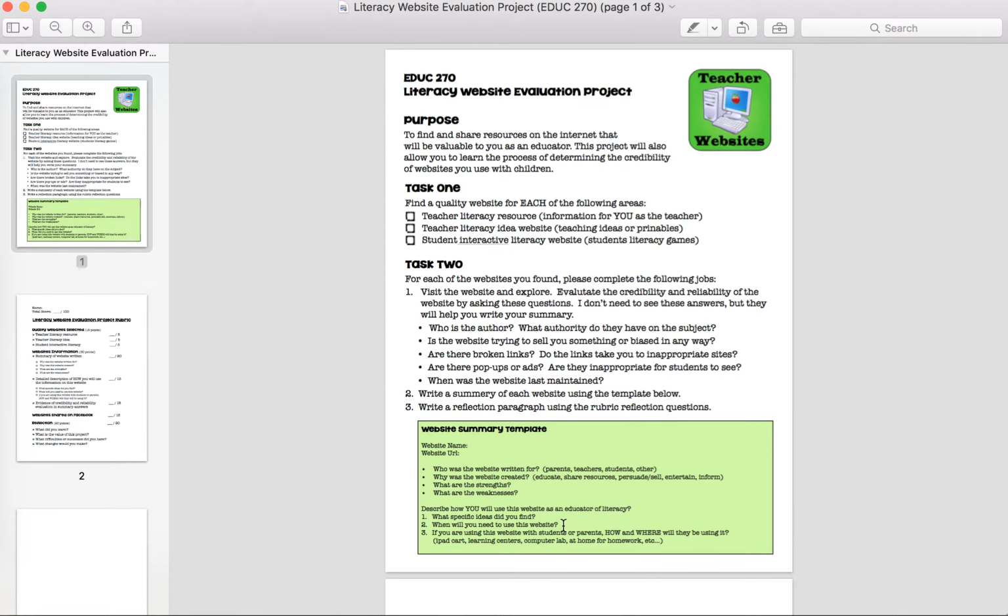Then, when will you need to use this? Will you use it for planning? Will you use it for instruction? You think about the smart board. Is it something you can put on for kiddos in a learning center? When will you use this?